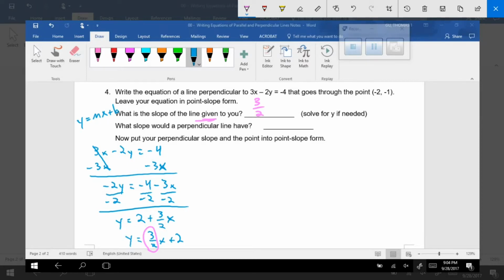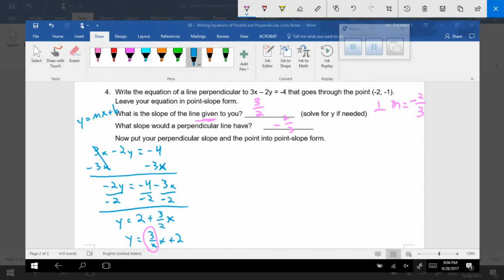Now we need a perpendicular slope. Perpendicular slope is the negative reciprocal. So the perpendicular m is going to be, we're going to add a negative sign. So it's going to be negative, and then we're going to flip the fraction. So instead of 3 over 2, we have 2 over 3. So our new perpendicular slope is -2 over 3, right there.